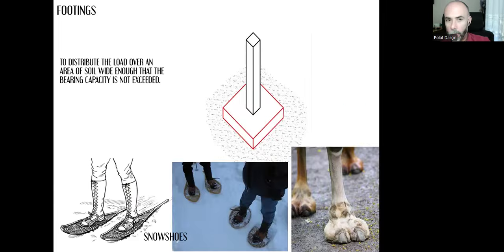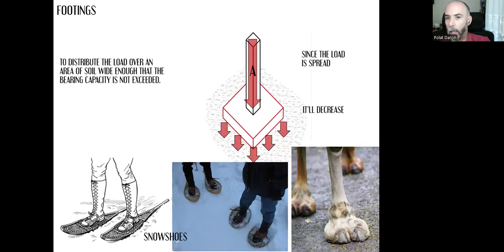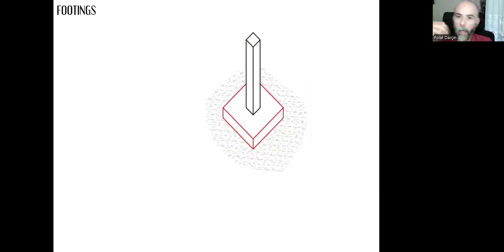And with these footings, the loads will be distributed over an area of the soil that is wide enough that the bearing capacity is not exceeded. If we have, let's say, the total load, let's say it's A, and if you create the footing, the load will be spread, distributed. That means that it will decrease. All these different parts will apply loads that are lower than A.